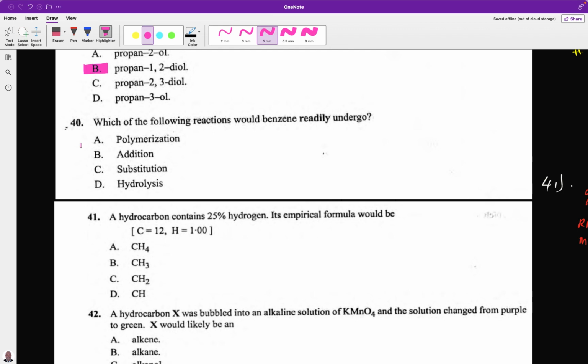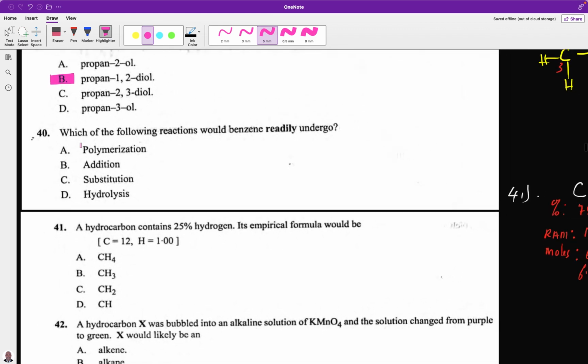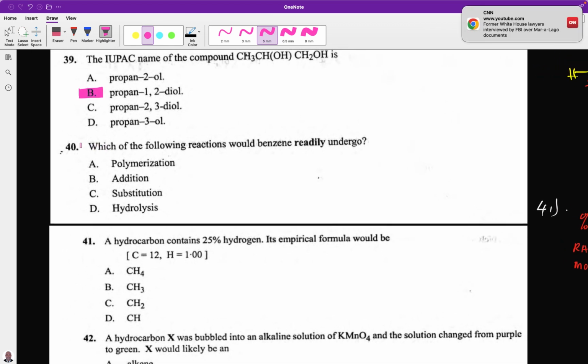Number 40. Which of the following reactions would benzene readily undergo? Benzene will not undergo polymerization. Benzene is not going to undergo addition reaction. Only alkenes will undergo addition reaction.